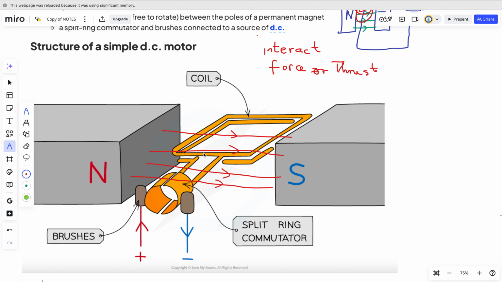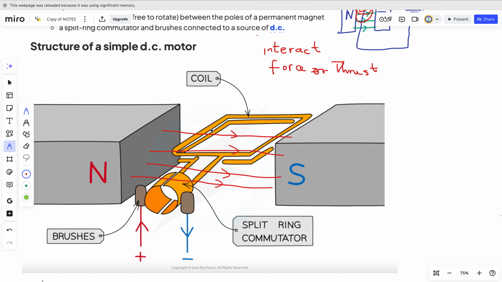Now for the force on this particular one, the current is going up. So we're going to use Fleming's left-hand rule. In Fleming's left-hand rule, if you hold your left hand, we only need three fingers: your thumb, your first finger, and your second finger. I'm going to show Fleming's left-hand rule. This is your thumb, this is your first finger, and this is your second finger.